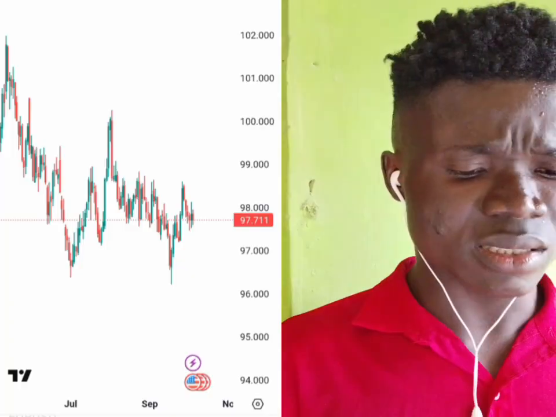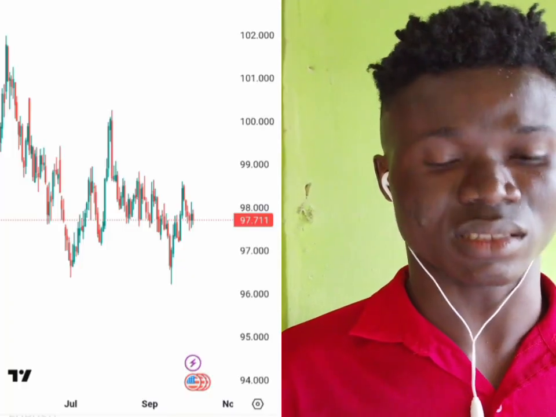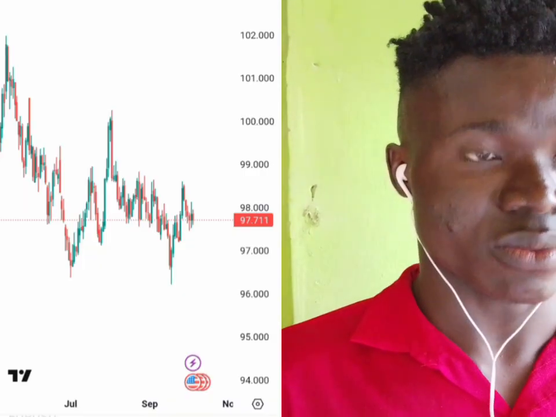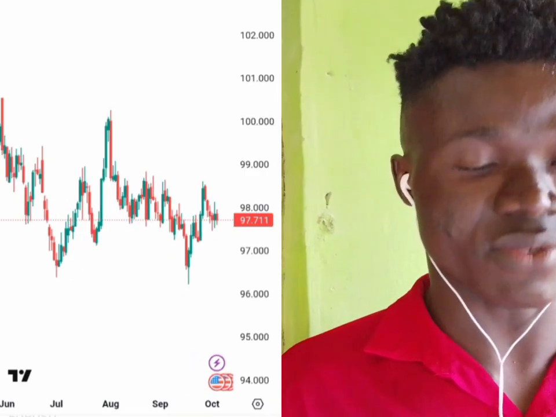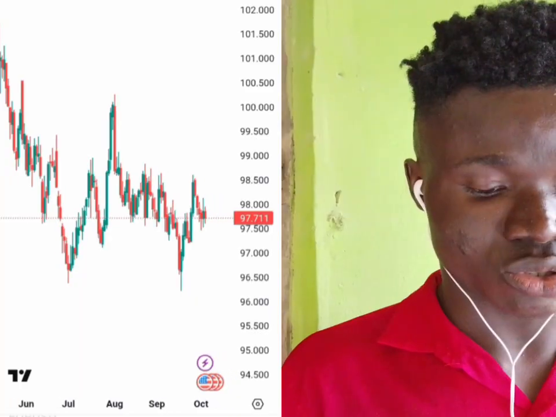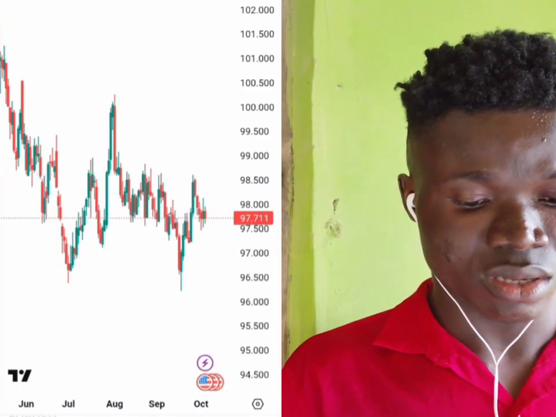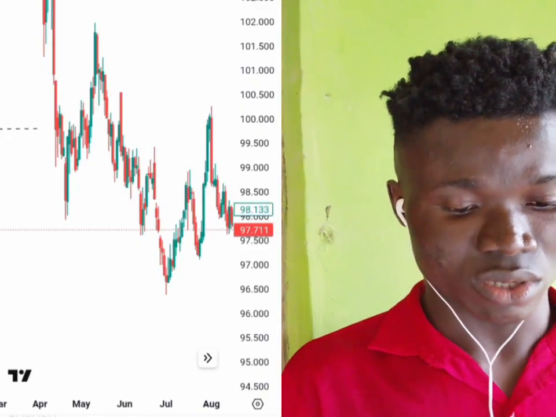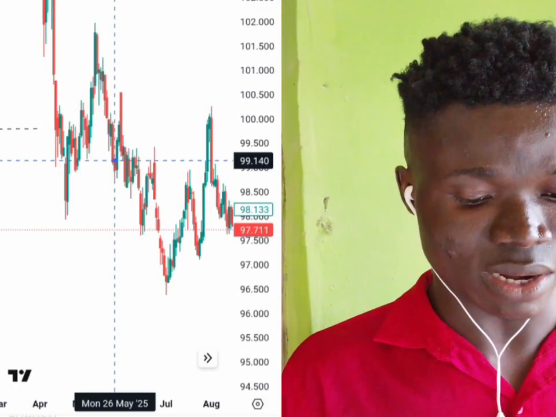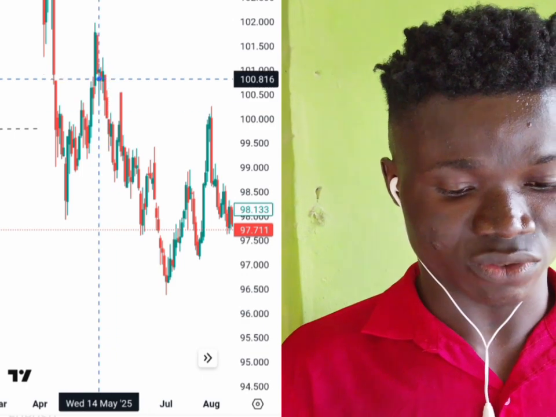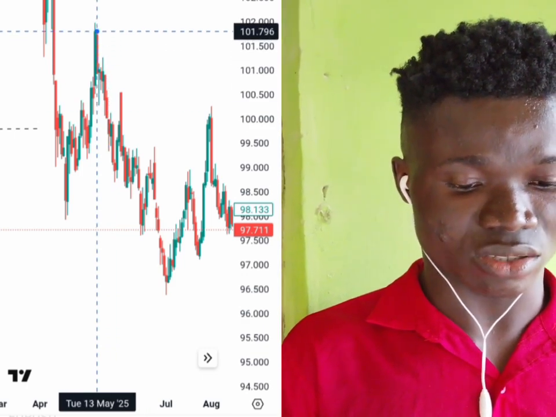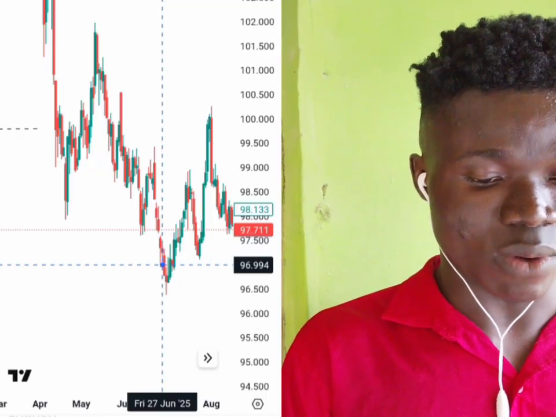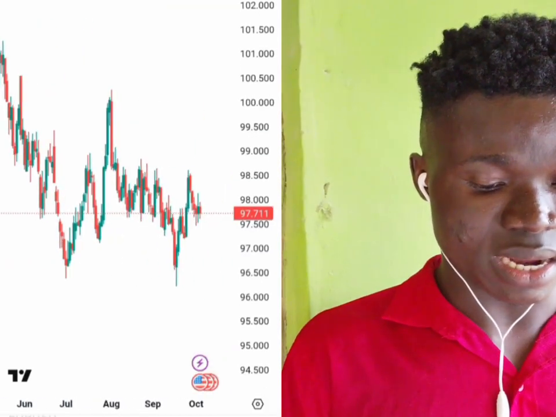So this is DXY. Before you do any analysis, as I said earlier, you have to go to the weekly or the daily time frame. Make sure you go to the higher time frame. This is a daily time frame. On DXY on the daily time frame, you can see that the market is bearish from the higher side. It's giving a lower high, lower low, a lower high, lower low, showing a bearish indicator.